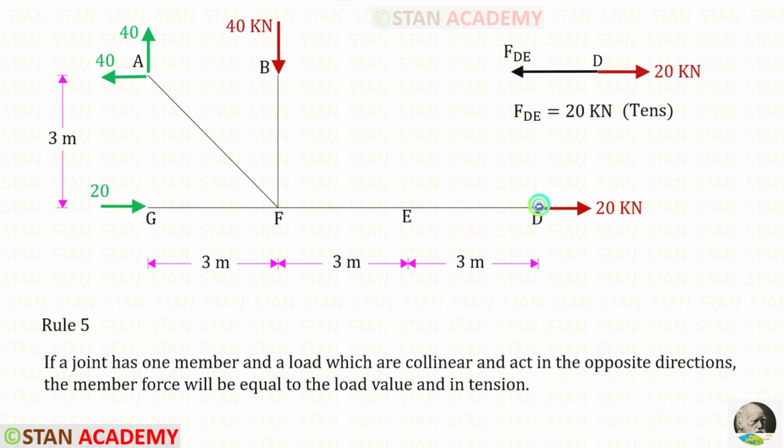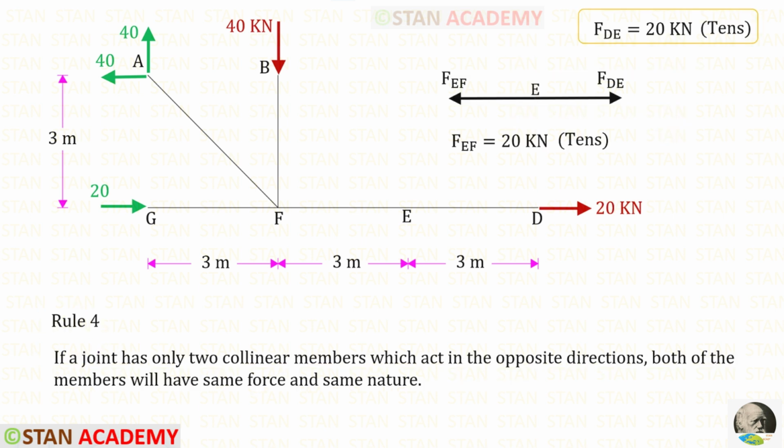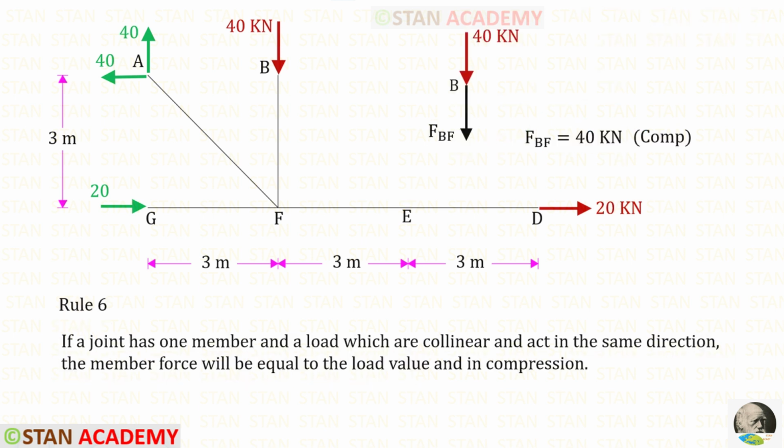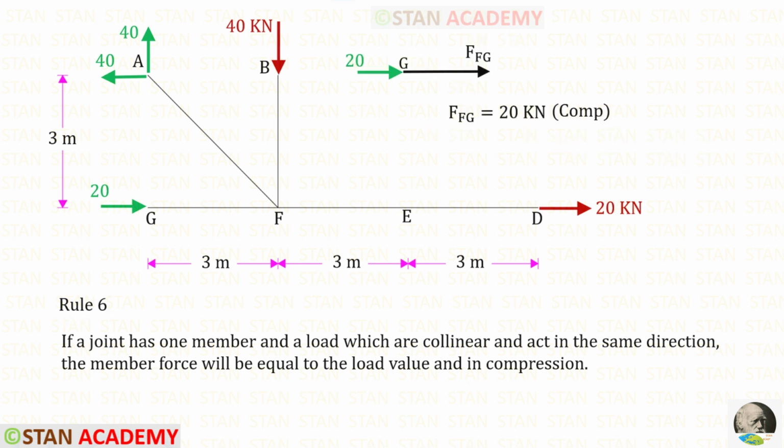We have removed all of the zero force members. Now let us take the joint D. Using the rule number 5, we can find FDE as 20 kilonewton and it is tensile. Now let us take the joint E. Using the rule number 4, we can find the member force FEF as 20 kilonewton and it is tensile. Now we can take the joint B and use the rule number 6 and we can find FBF as 40 kilonewton and it is compressive. Now we can take the joint G and again apply the rule number 6 and we can find FFG as 20 kilonewton and it is compressive.